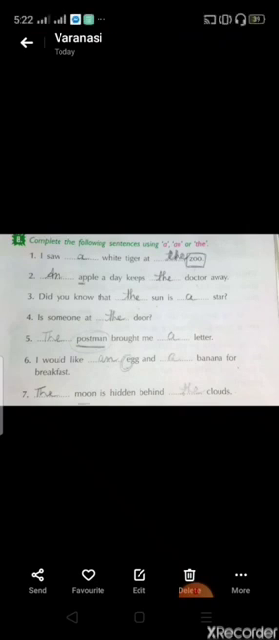Now we are going to complete the exercise. First is, I saw a white tiger at the zoo. Second, an apple a day keeps the doctor away. Third, did you know that the sun is a star? Fourth, is someone at the door? Fifth, the postman brought me a letter. Sixth, I would like an egg and a banana for the breakfast. Seventh, the moon is hidden behind the clouds.